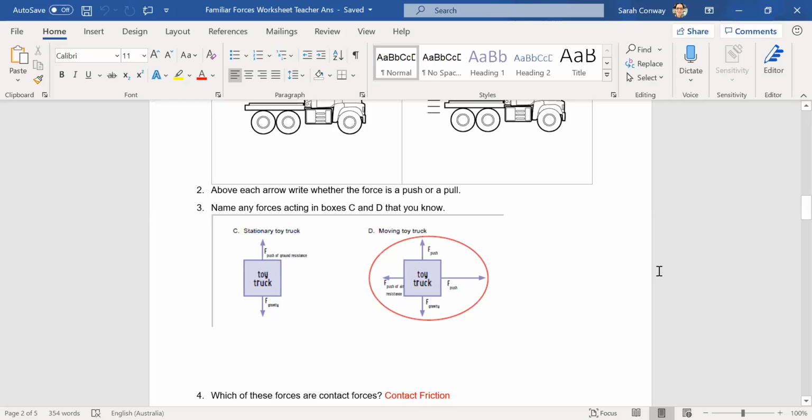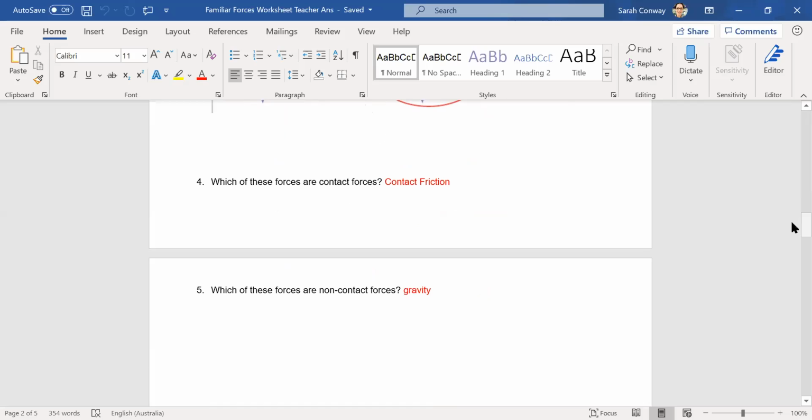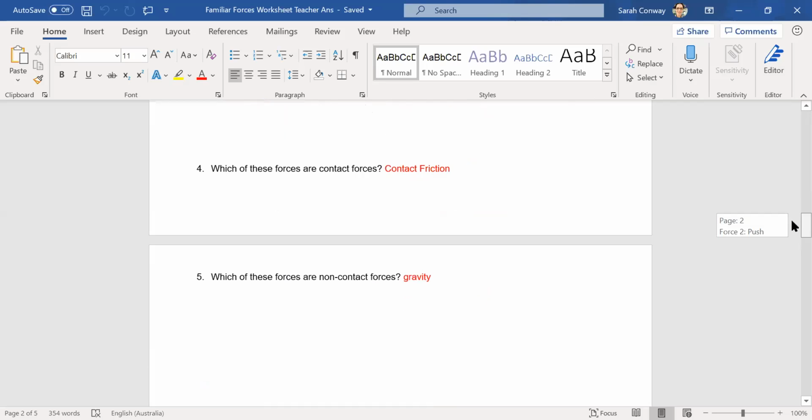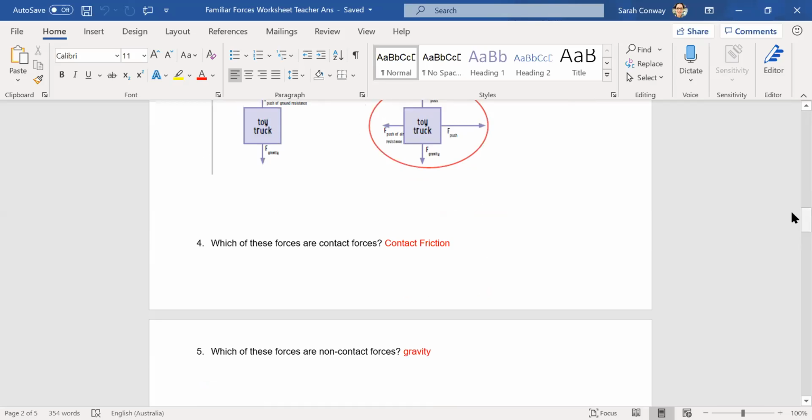Okay, then you've got to go down, and the contact force is friction on the actual wheels, and the non-contact force is the gravity again, and the air resistance is also a contact force as well.